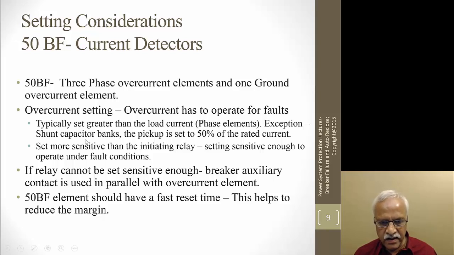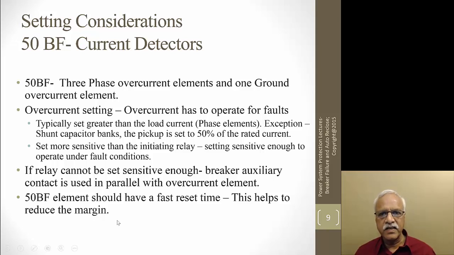The other criterion is the overcurrent element pickup setting is always set more sensitive than the initiating relay. If there is an initiating relay which has a current sensitivity of 1 ampere, you have to set this relay also to at least 1 ampere or less than this. It cannot exceed 1 ampere. You don't want an initiating relay picking up and tripping the breaker and giving a command, and this overcurrent element blocking the breaker failure function.